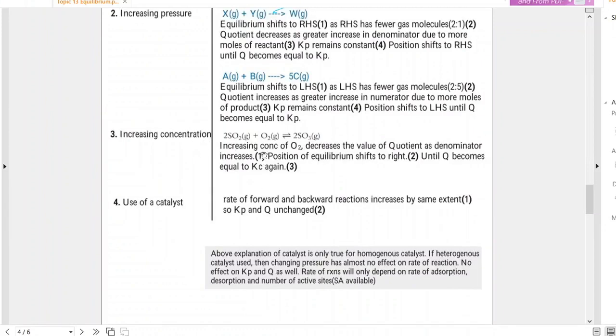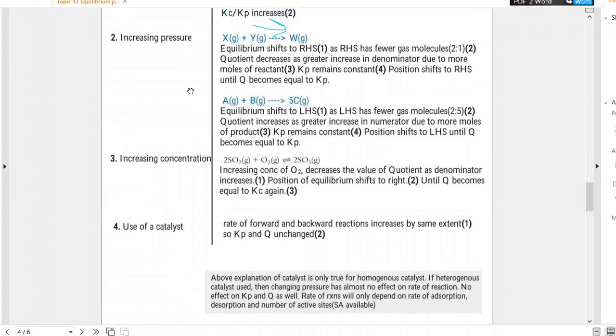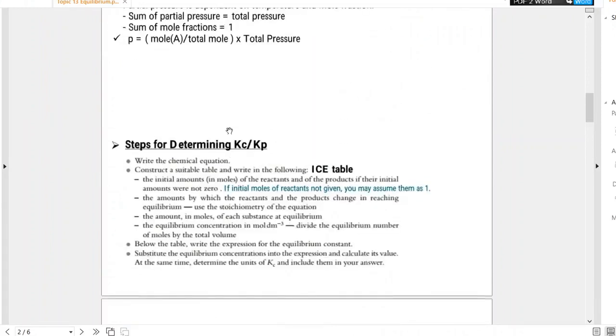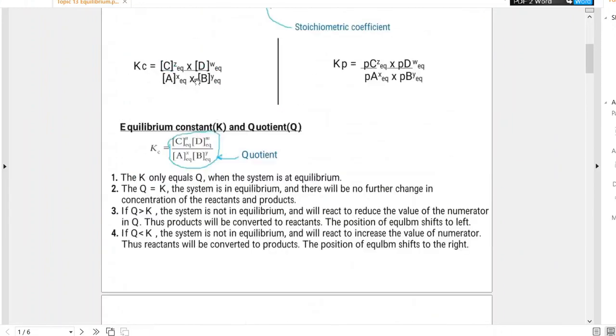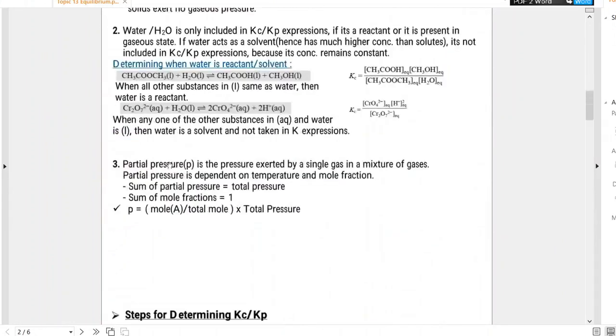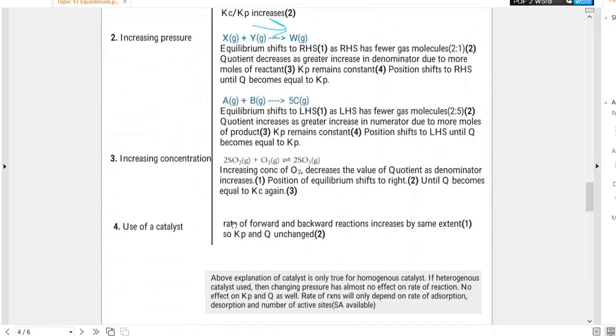Now increasing the concentration. Increasing concentration of oxygen, concentration, not pressure. Increasing the concentration of oxygen decreases the value of the quotient as the denominator increases. Is it so? Decreases the value of the quotient. 2, 3, yes. Quotient decreases. Increase in denominator is greater. Denominator increases more than numerator. Therefore, this must decrease. Position of equilibrium shifts to the right until Q becomes equal to Kc again to re-establish equilibrium.